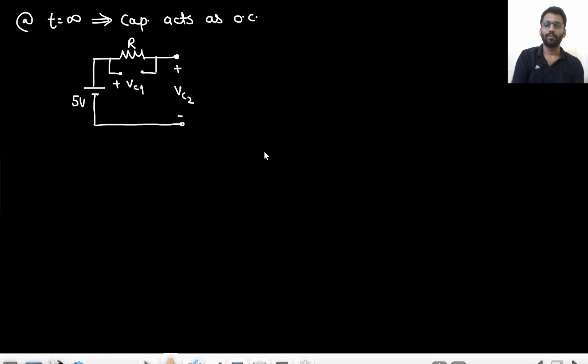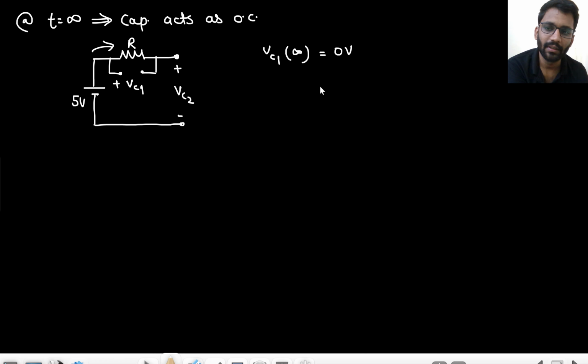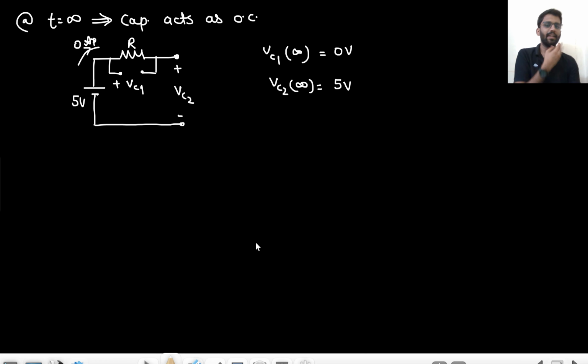So what will be the VC1 value at t equals infinity? Since this is open circuited, there will be no current here. So the value of VC1 would be 0 volt only, right? This current would be 0 ampere, and here the current would be 0 ampere. So your VC1 would be 0 and VC2 at infinity would be 5 volt, right? Did you get this point?